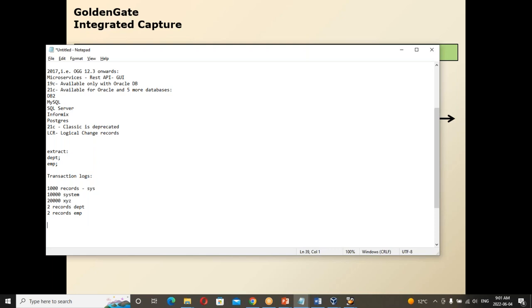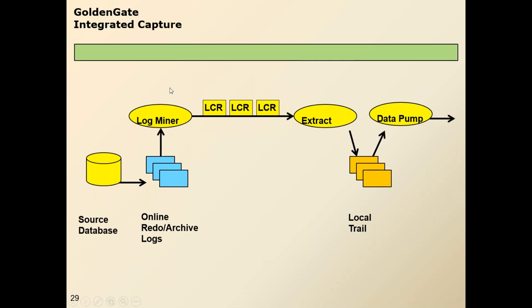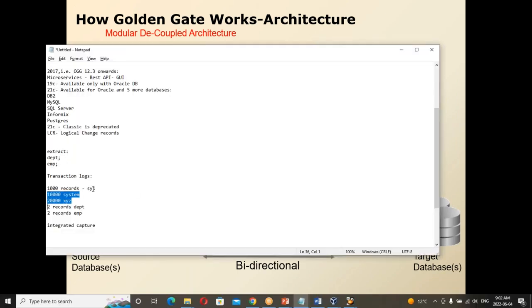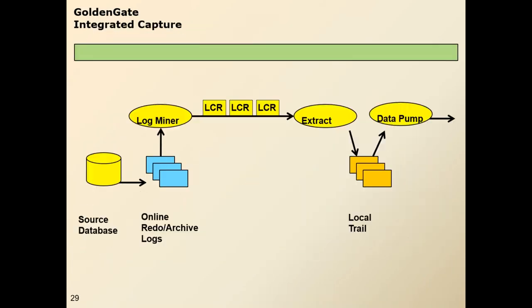In case of integrated capture, the same task of filtering out the data, like skipping these 1,000 sys records, the system records, or the XYZ table, is done by the log miner, which is internal to the database. Classic capture is external to the database, and it is reading these transactions which are not needed by the extract process. However, in integrated capture, the same task is done by the log miner, and because it is internal to the database, it is much faster than classic capture.